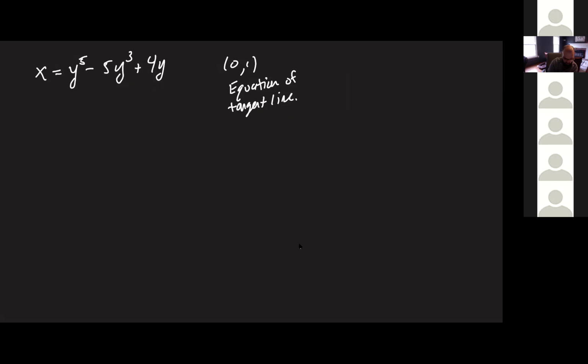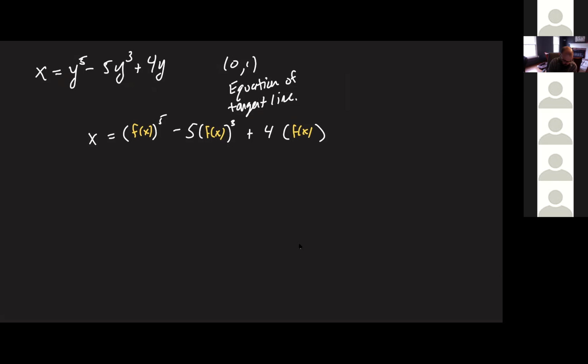So what we should be seeing is something like this: x equals something to the 5th, minus 5 times something cubed, plus 4 times something. And all of those things are functions. So all those y's are functions. As you're going along, you should have the chain rule at each step of the way here.